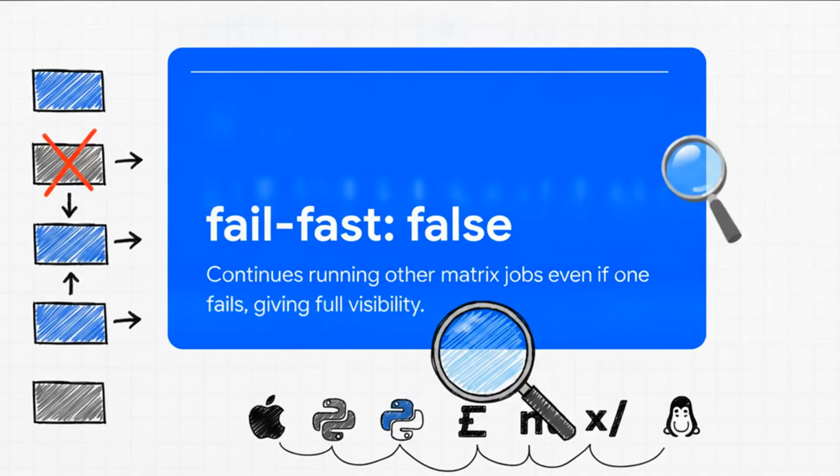Now, what's really interesting about this slide is this specific setting, fail-fast: false. By default, if just one job in a matrix fails, GitHub Actions instantly cancels all the remaining jobs. But for proper CI feedback, that default behavior is actually dangerous. We want to see all the failures across our matrix, not just the first one that tripped up. Setting fail-fast false ensures that if your code fails on macOS, the Ubuntu jobs keep running, giving you a complete, accurate picture of your bugs.